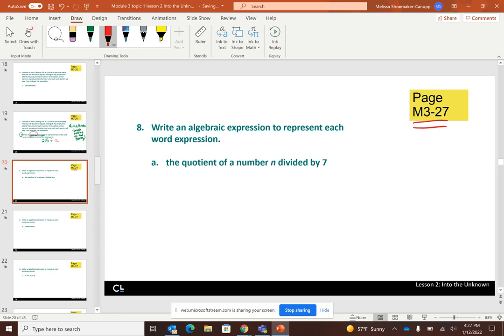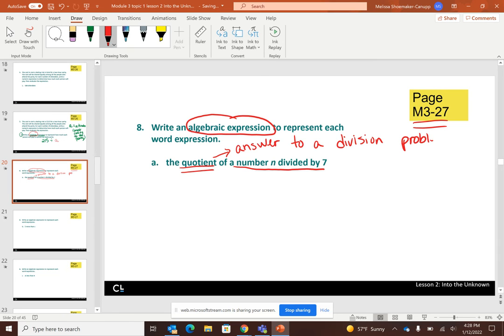Number 8, page M327. Now we're going to practice algebraic expressions. The quotient of a number n divided by 7. Quotient means answer to a division problem. Okay, so I know I'm going to divide a number n divided by 7. N divided by 7. I don't know what n is. I don't really care right now. I'm just writing the algebraic expression.